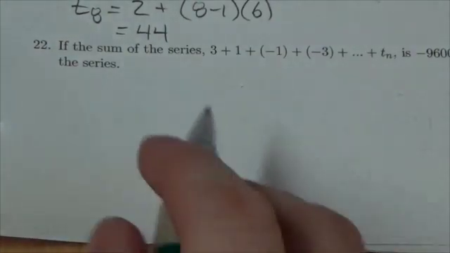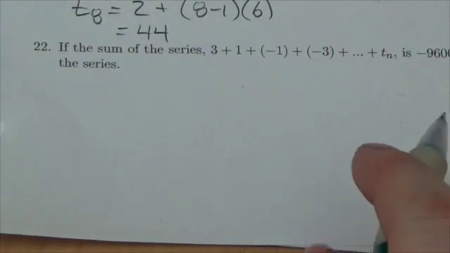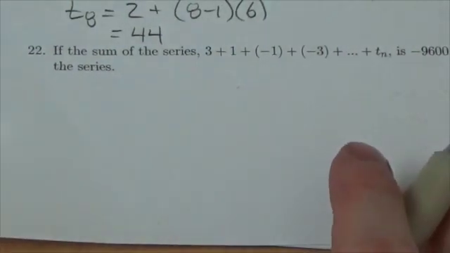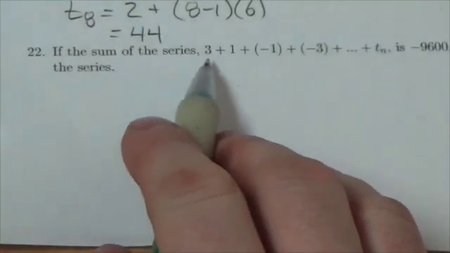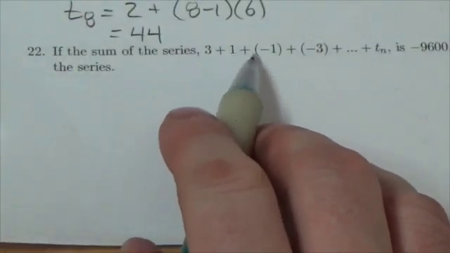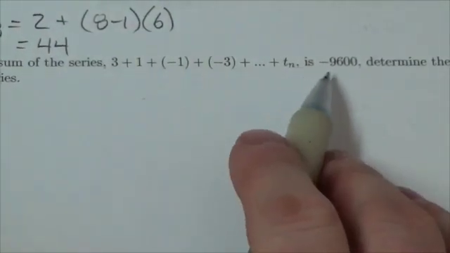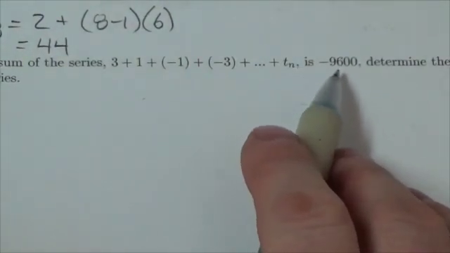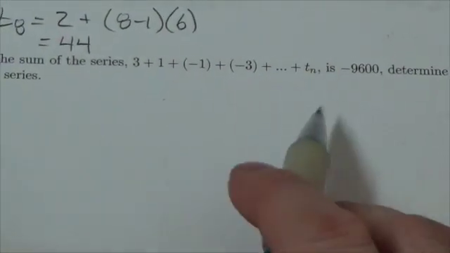Okay, question 22. This is an example of a question that really emphasizes the fact that what we're dealing with here is just formula work. So it says, if the sum of a series, 3 plus 1 plus and so on, all the way up to Tn, is negative 9,600, determine the number of terms in the series.